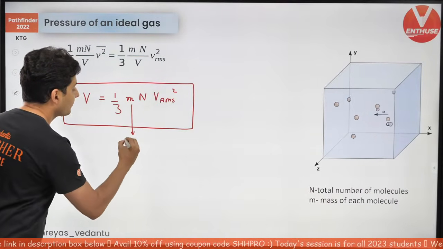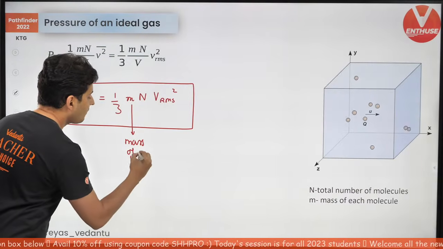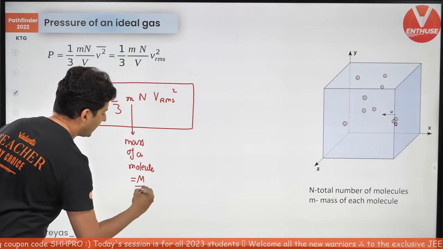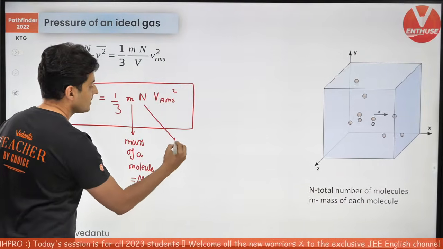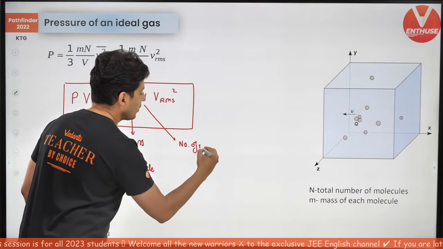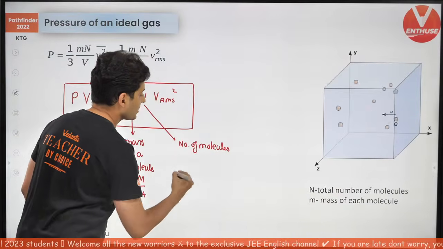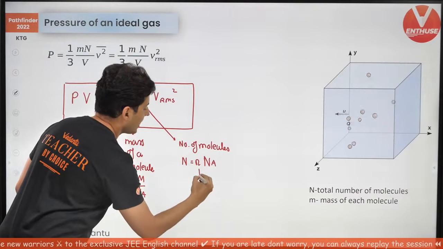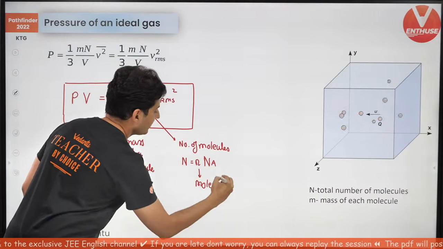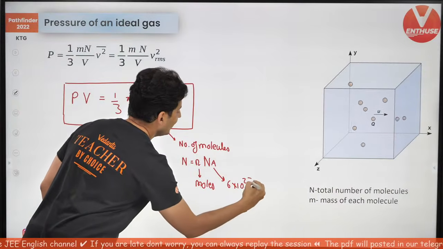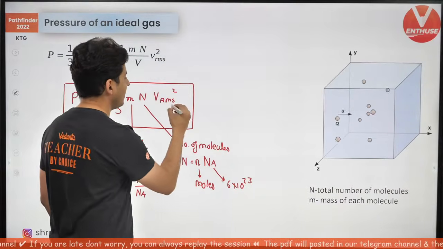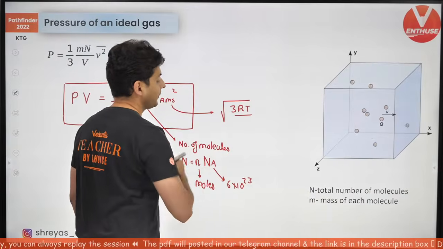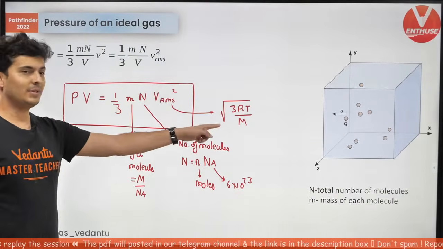Here again the small m is the mass of a molecule. That means it is capital M by Na, and this N stands for the number of molecules. So remember, N is number of moles into Avogadro number. So this n stands for your moles, and this Na stands for 6 into 10 to the power 23. This is what it is. And V RMS, of course, we just figured this out. That was nothing but root of 3RT by M. So that was your V RMS.